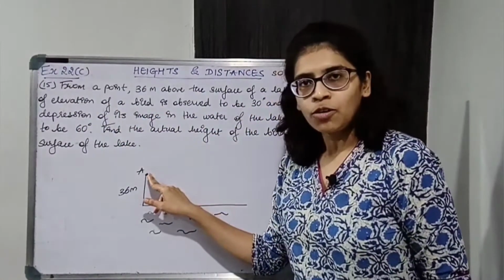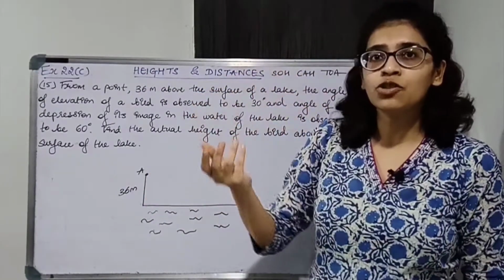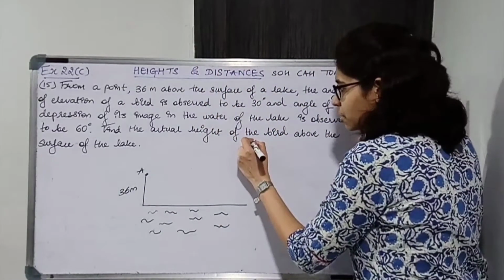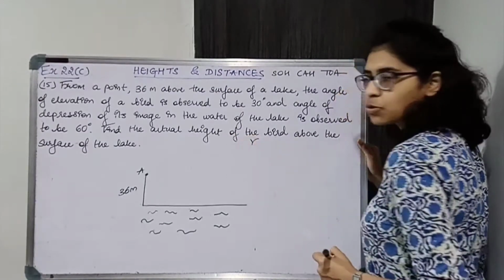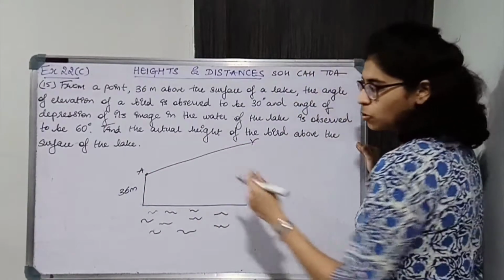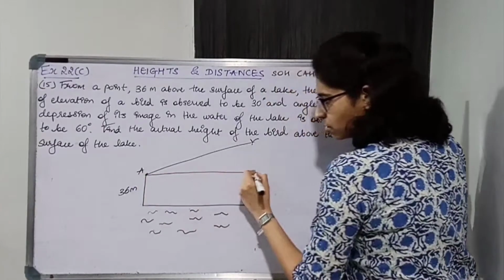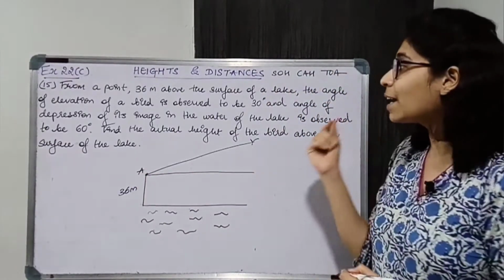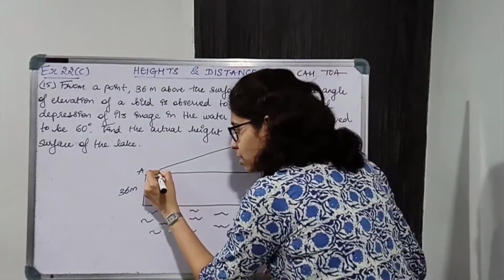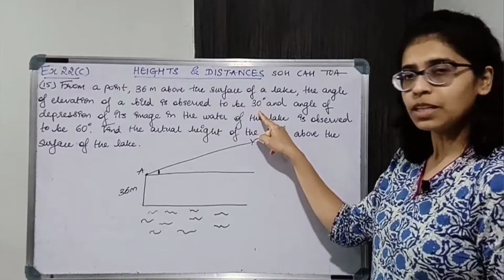Now this is the point. Obviously the bird will be at a higher level, because the angle of elevation is given. So from this point you are looking at a higher level. Let's say the bird is over here. So from here you are observing the bird. So this is the line of sight, and from here we'll consider the horizontal. Because the angle of elevation is given, the angle between the line of sight and the horizontal is the angle of elevation. The angle of elevation of the bird is observed to be 30 degrees.